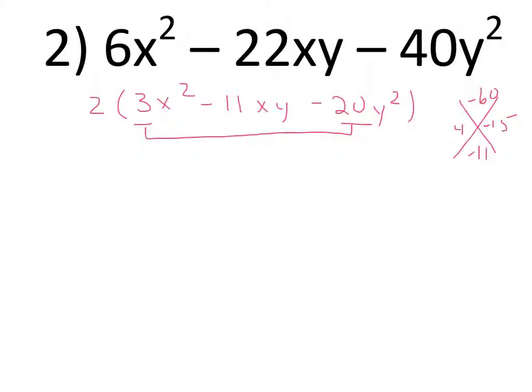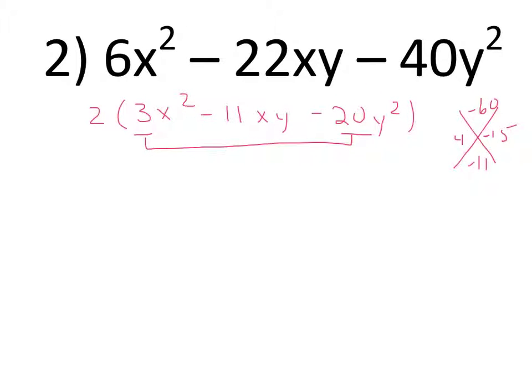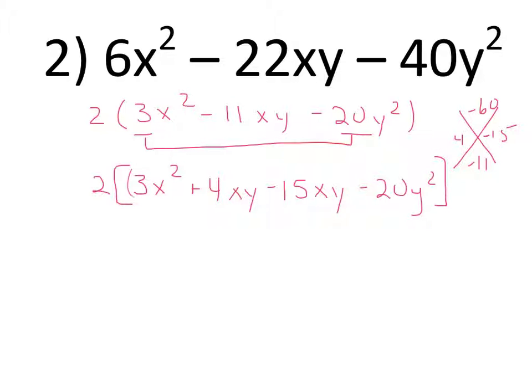All right, so I'm going to rewrite 2 out front. And I've got 3x squared plus 4xy, since I have a double variable in the middle, minus 15xy, keep those variables together, and then minus 20y squared. All right, so now I'm going to break it off and group in the middle. Remember that negative has to stay with that 15 there in the middle.